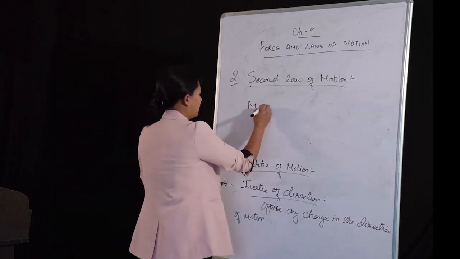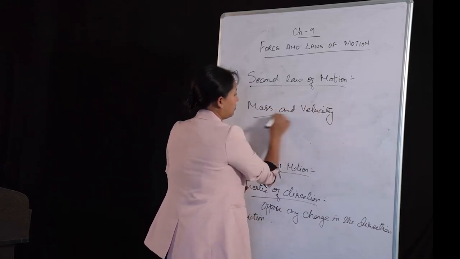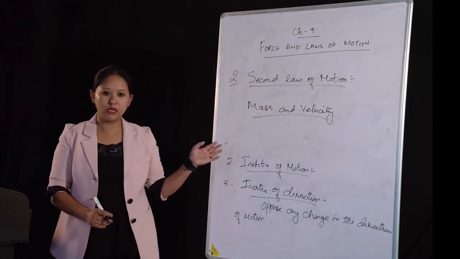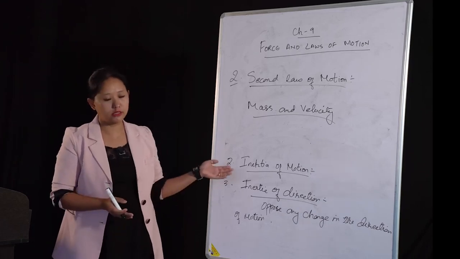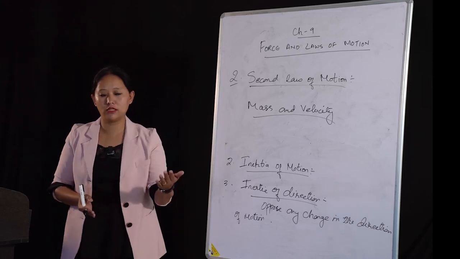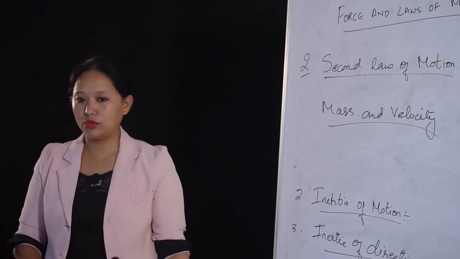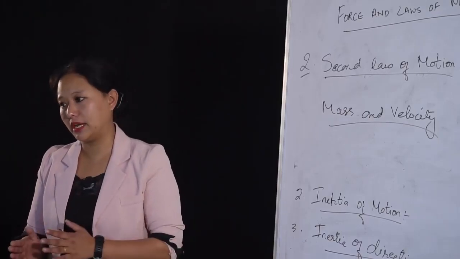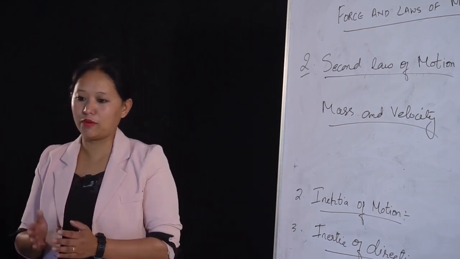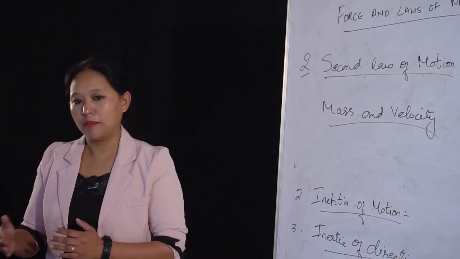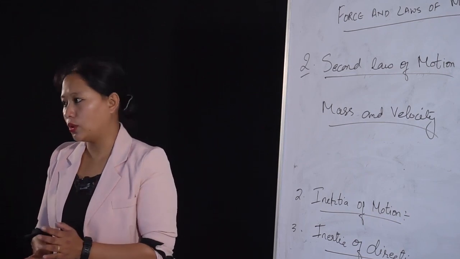That is mass and velocity. When I say mass, it means how heavy or light the object is, and velocity means how fast or how slow the object is moving. So we need to put more force in order to make the object move faster. If we hit a ball with more force, then the ball will go faster. But if the ball is heavy, we need to apply more force.